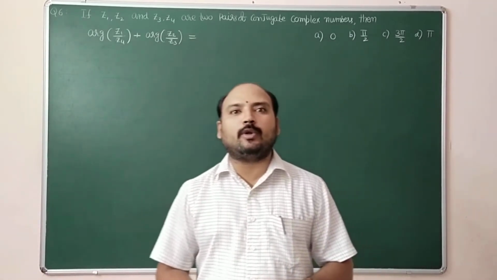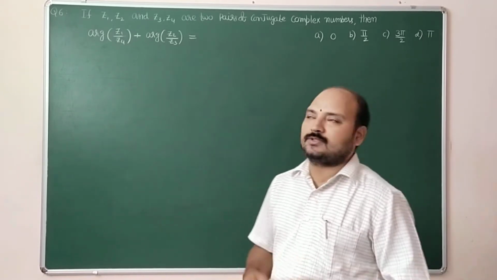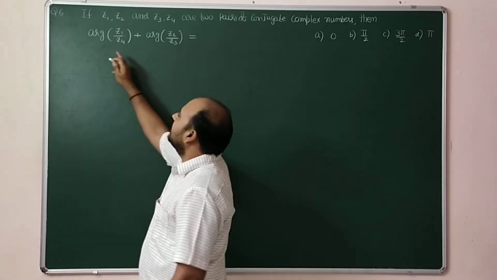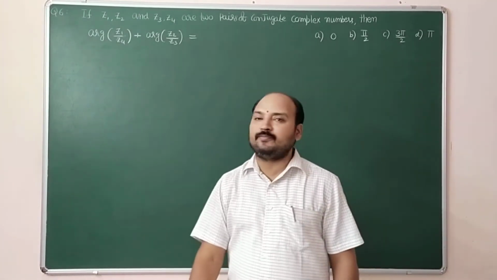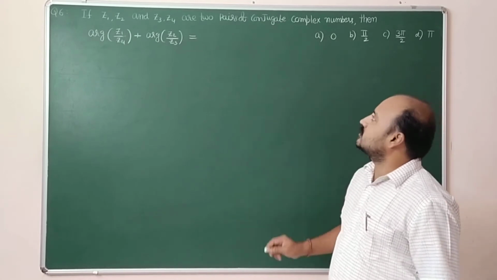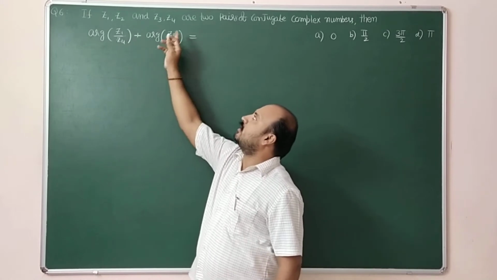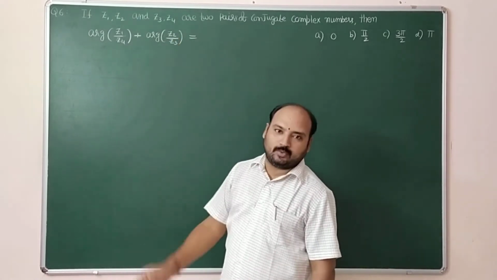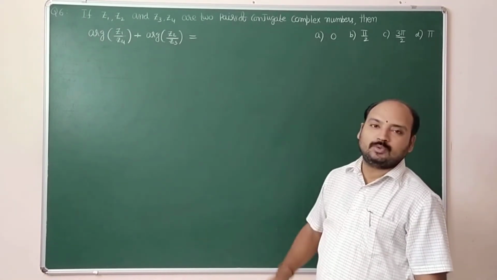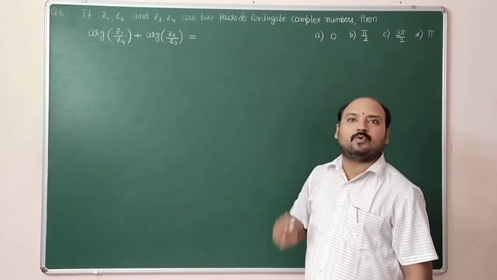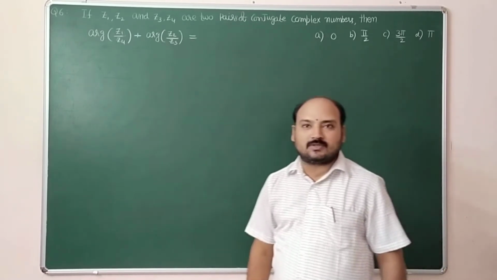In this video, we are going to discuss complex numbers, previous online JEE Main questions. Let us have a discussion. Question: if Z1, Z2 and Z3, Z4 are two pairs of conjugate complex numbers, then argument of Z1 by Z4 plus argument of Z2 by Z3 is equal to. Here the condition is given: Z1, Z2 and Z3, Z4 are two pairs of conjugate complex numbers.